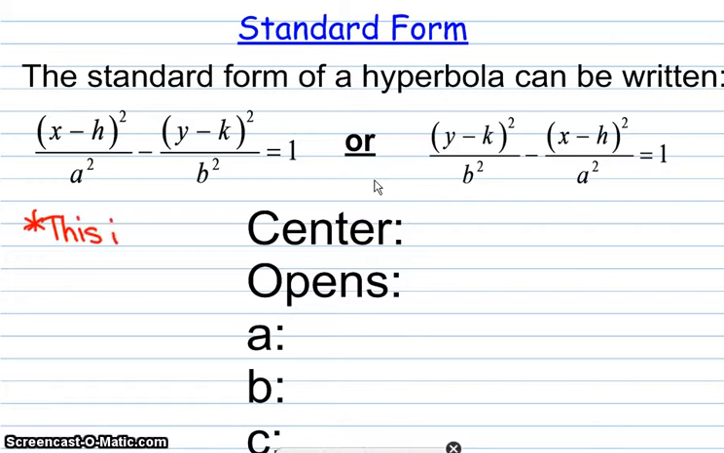This is the form we have to have in order to graph it. If we don't, we're going to have to do that completing the square that we learned and go through and change it into this.